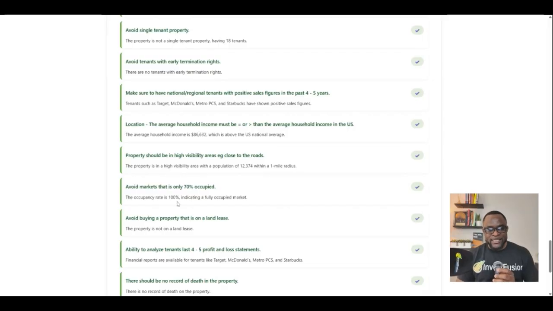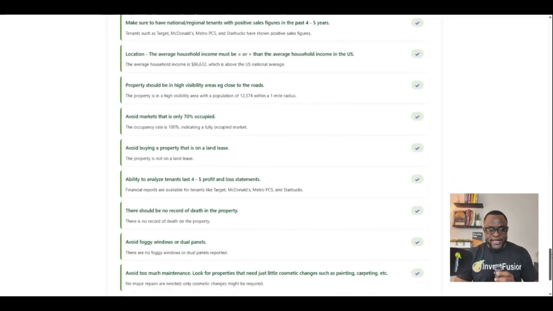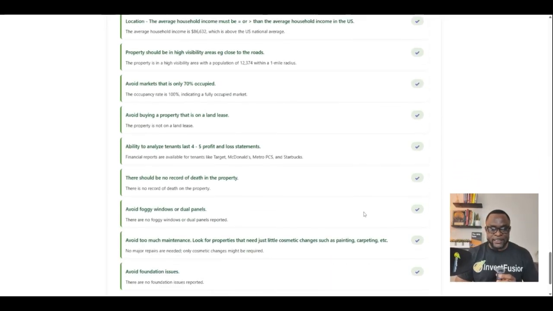Now, the occupancy rate is 100%, indicating that it's fully occupied. The property is not on a land lease, which is great. So you're not going to incur any hidden debt or fees. The financial reports are available for tenants like Target. So we have the report, which is great. There should be no record of debt in the property. There is no record of debt on this property.